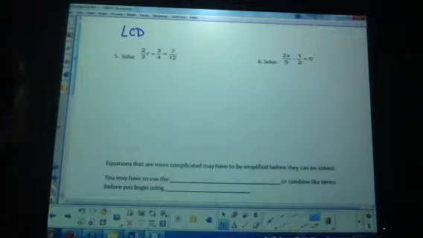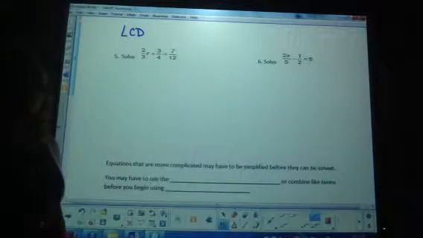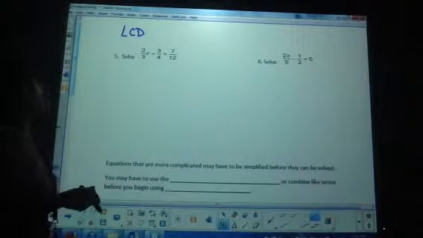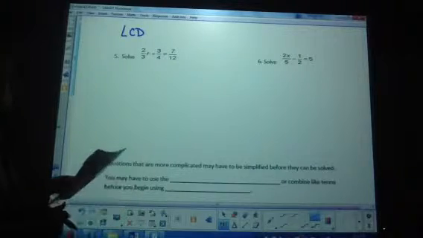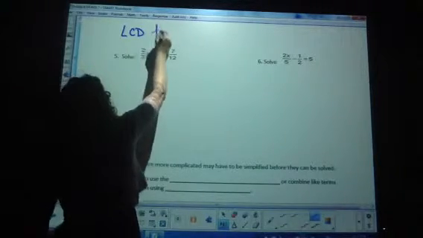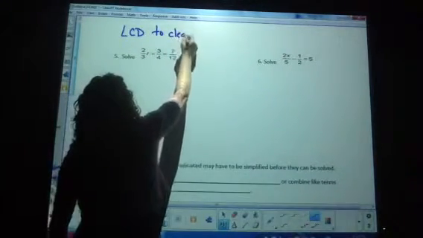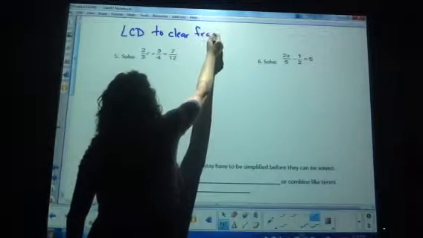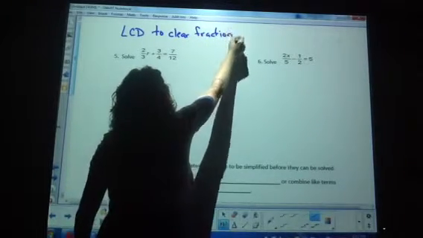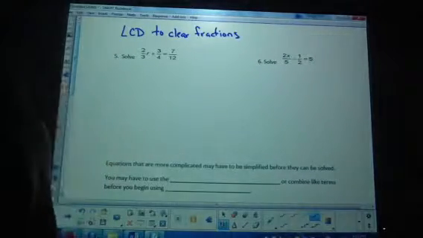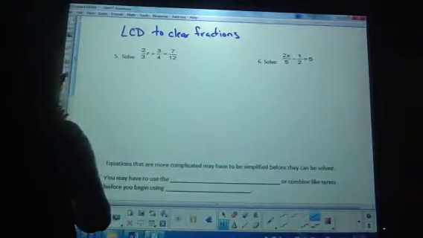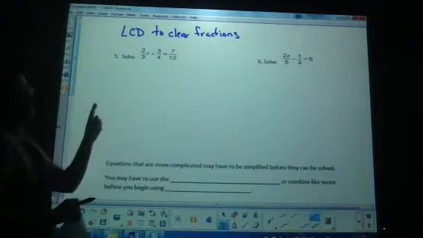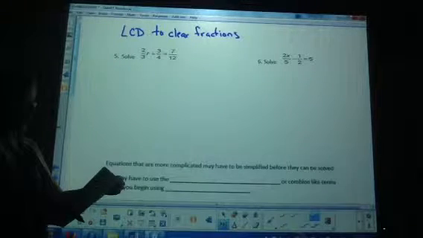Trying to practice using this way. It's going to help you later this year in algebra. It's definitely going to help you in geometry when you get to algebra 2, okay? This is called the least common denominator to clear fractions. Okay? Not for sure if you've seen this way before, but I want you to try this. And in your practice tonight, I want you to try this way, not the other way. Okay?